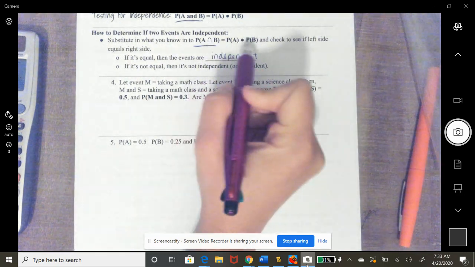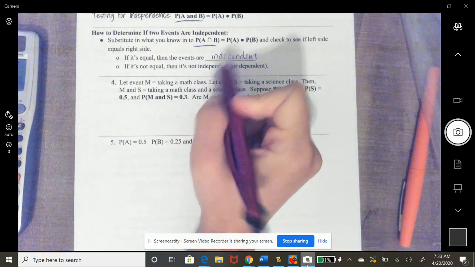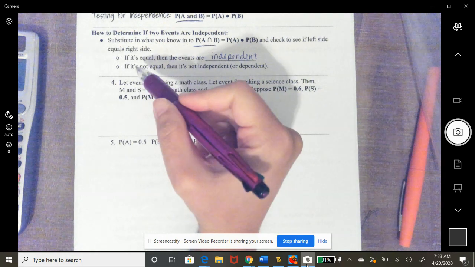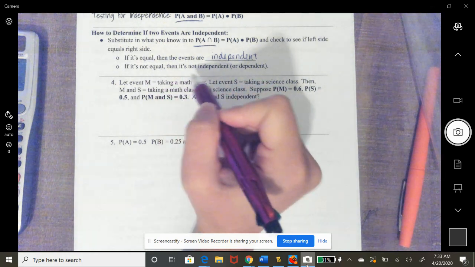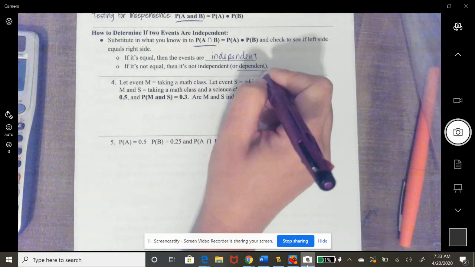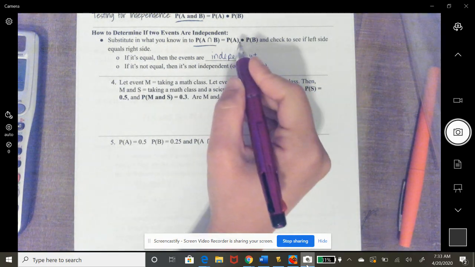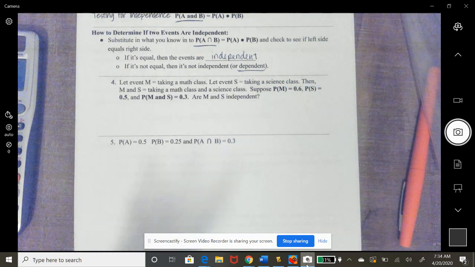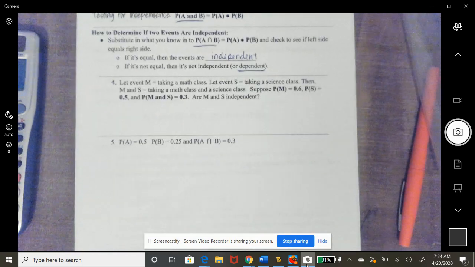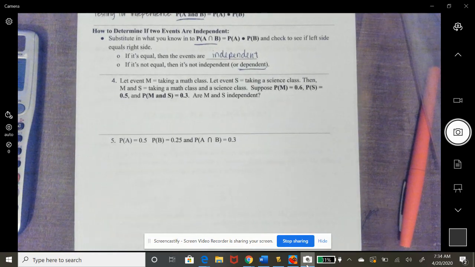You're basically saying, does this formula work? If it does, then the events are independent. If it's not equal, then they're not independent, or we can call them dependent. It's really just multiplying these things together, and we want to see if it's actually equal to what it should be equal to. So not a lot of work, it's just multiplication.